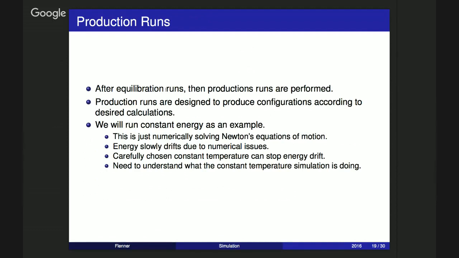One of the issues that people, especially in the bio world, run into is that computers aren't perfect when you run really long simulations. Newton's equation of motion technique conserves energy, but energy will slowly drift due to numerical issues. There are different ways to deal with this. Some people rescale the velocities to get rid of it, and do different things. But this is an issue to always keep in the back of your mind. Carefully chosen constant temperature simulations, like the Langevin thermostat, not the best one, but there are other ways to do it that can stop energy drift. But you also need to be careful to know what's going on there.